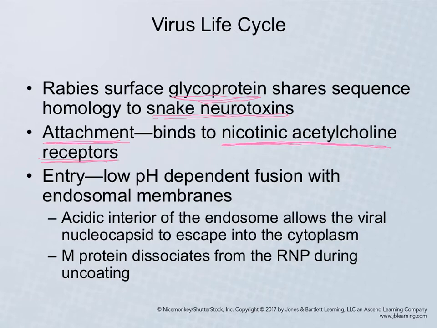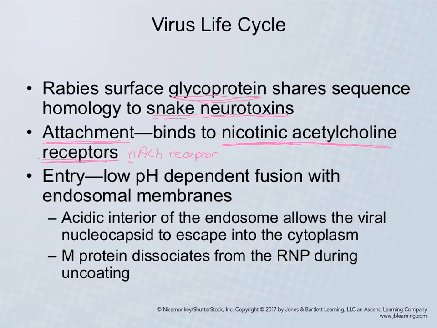So nicotinic acetylcholine receptor, and this receptor is found on your muscle cells, and it's required for efficient contraction of your muscles in response to nerve signals. And that's going to be important for how the virus is going to be able to establish initial infection.